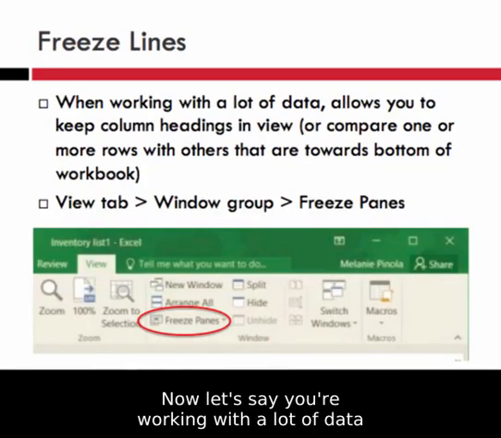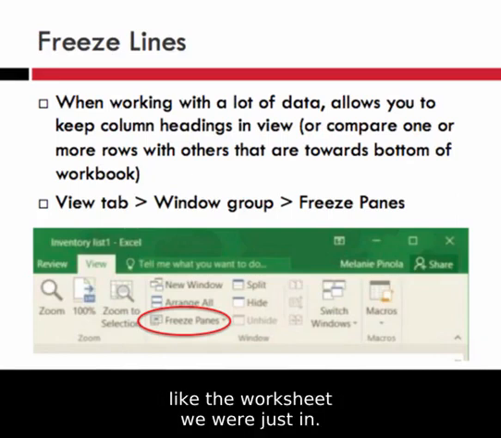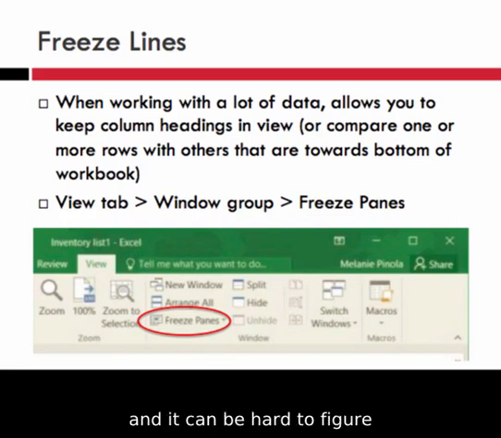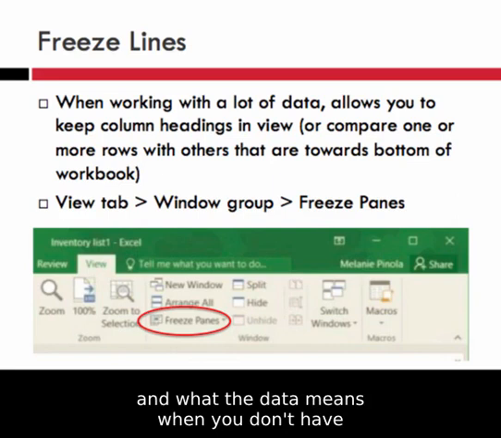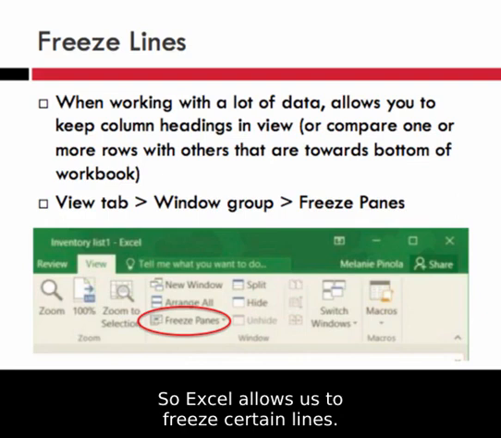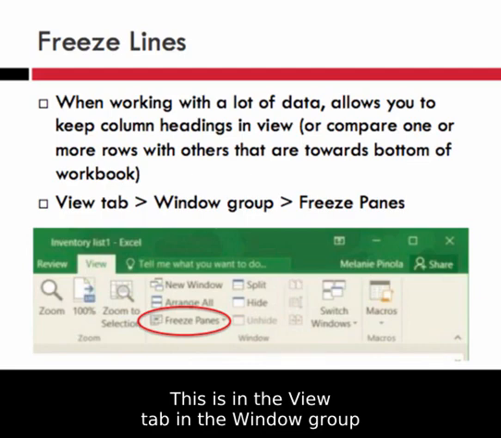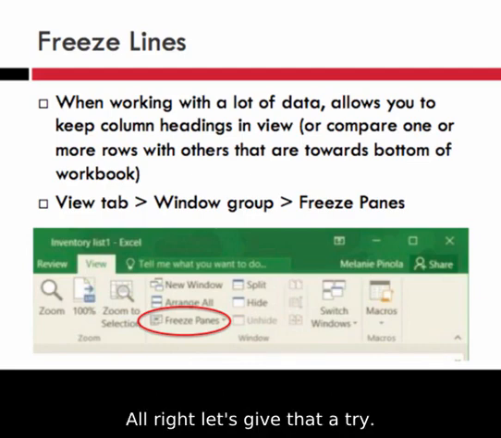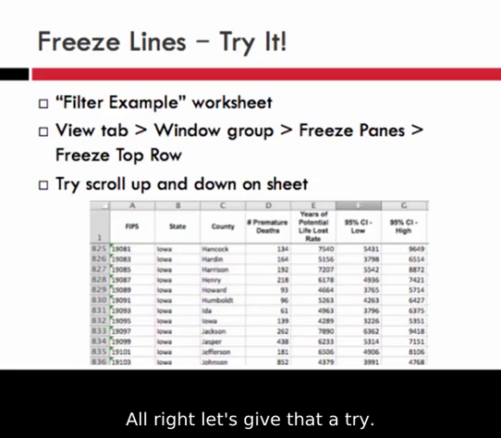Now let's say you're working with a lot of data like the worksheet we were just in. If you scroll down, you'll notice that your headings disappear, and it can be hard to figure out exactly what numbers you're looking at and what the data means when you don't have that heading row up top. So Excel allows us to freeze certain lines. This is in the View tab in the Window group, and there's a button called Freeze Panes. All right, let's give that a try.